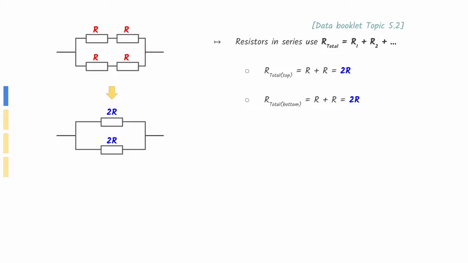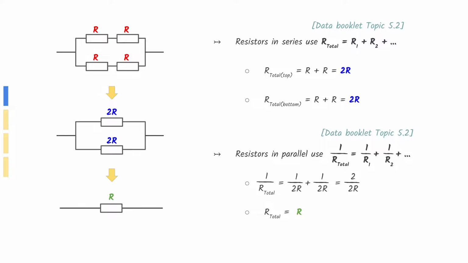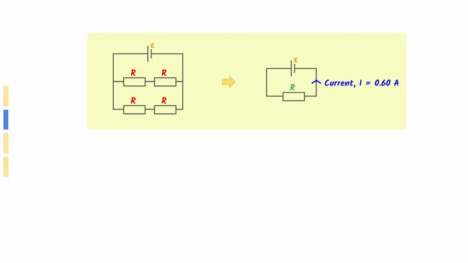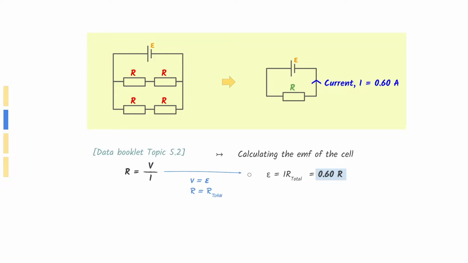Let's start by calculating the total resistance between the 4 resistors. First, the 2 resistors at the top and bottom part of the circuit can be calculated separately to find the total resistance in series. Then use the equation for resistors in parallel to find the total resistance. It turns out that the total resistance is R. The circuit from the question can now be simplified to having just a single resistor with resistance R. Since we know that the current in the circuit is 0.60 amperes, we can calculate the EMF of the cell using Ohm's law. The EMF of the cell is 0.60 R.